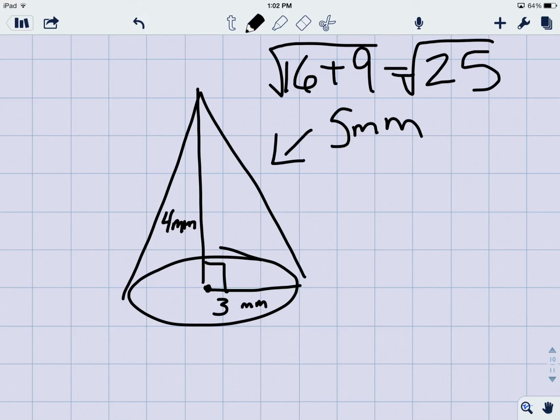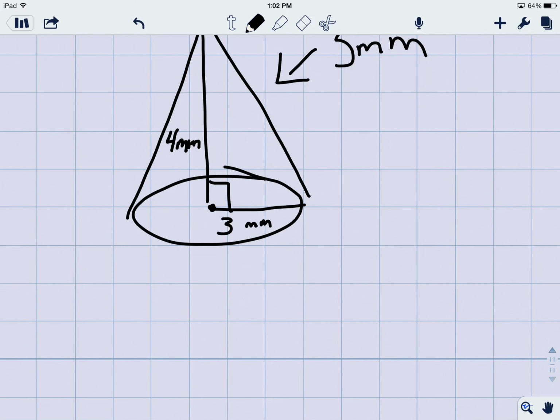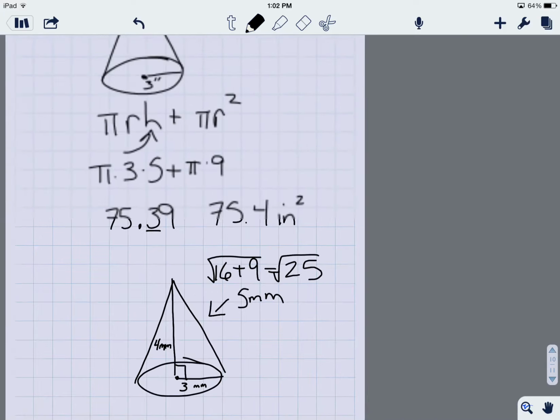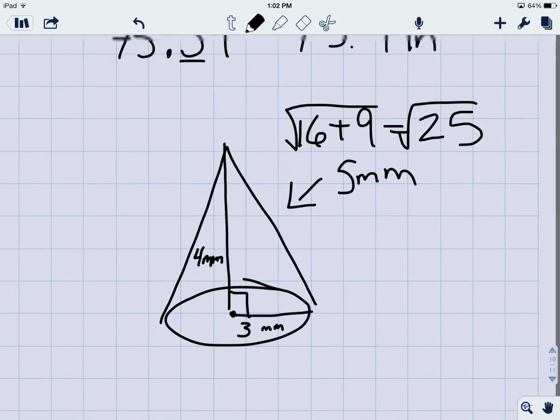Okay, how are we doing so far? Good. Great. But we're not done. We didn't find what we were supposed to find. What were we supposed to find? The surface area. It's the same as the last one. We use the same numbers, except it's millimeters squared instead of inches. Very good.